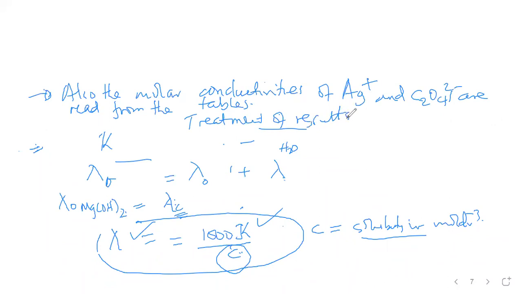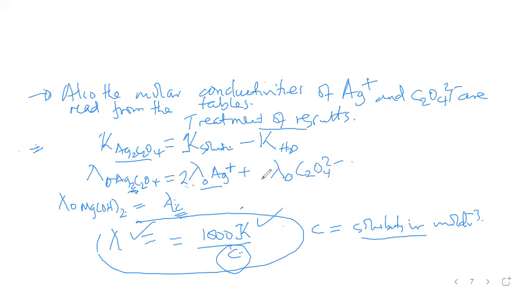How do you treat your results? The electric conductivity of silver oxalate is given as the electric conductivity of the solution minus the electric conductivity of the water. The molar conductivity of silver oxalate at infinite dilution is equal to the molar conductivity of silver ions twice, because I'm multiplying this by 2 because of this, you get the difference now here, plus the molar conductivity of oxalate ions. So here the 2 is now on the silver ion, not on the hydroxide ion as we saw previously, because we have 2 silver ions here and 1 oxalate ion.